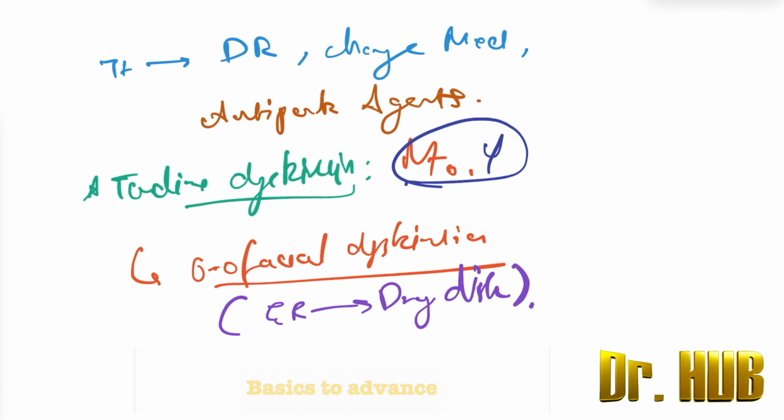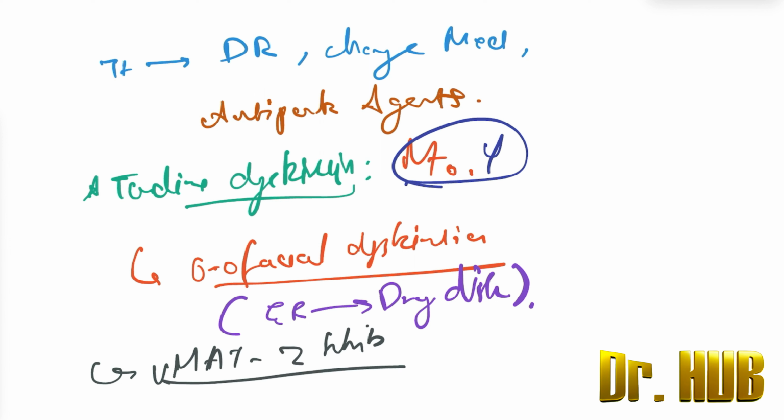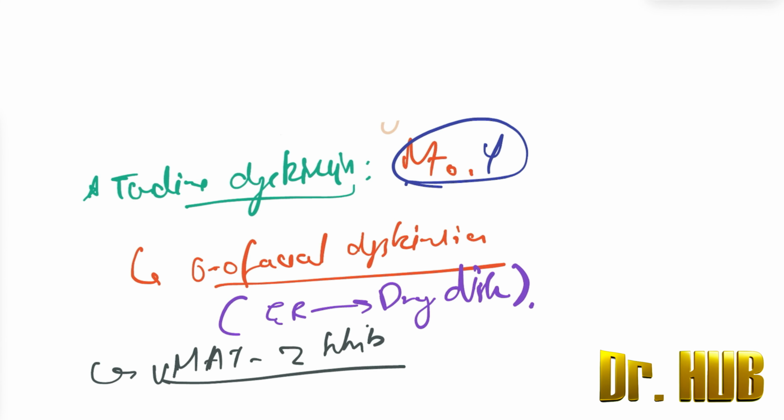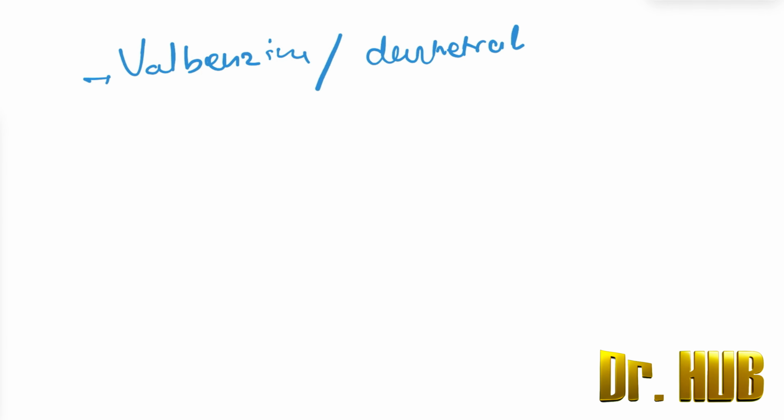So how do you treat this TD, that is tardive dyskinesia? The treatment here is to give VMAT2 inhibitors. What is meant by VMAT2 inhibitors? They include valbenazine as well as deutetrabenazine.